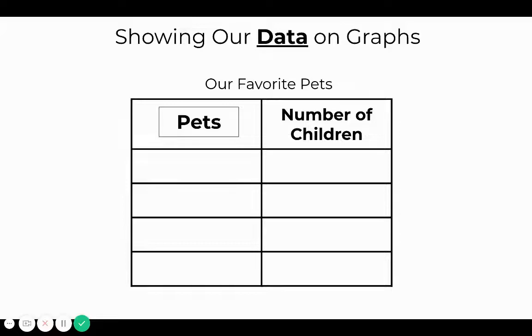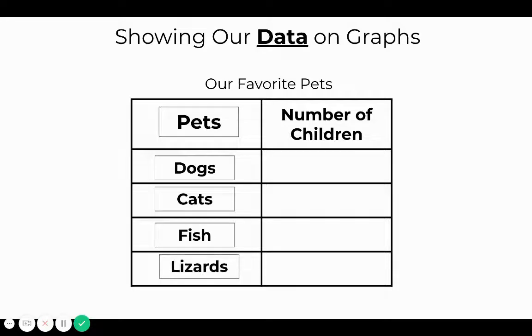Then I need to list the different pets that people could choose from when they voted. When we did this poll last year, the choices were dogs, cats, fish, and lizards. Then I want to fill out the chart to put the number of children who voted for each type of pet. You will do the same thing on your chart, but you will use the numbers that I give you for favorite colors. So your numbers will look a little different and your chart will look a little different.